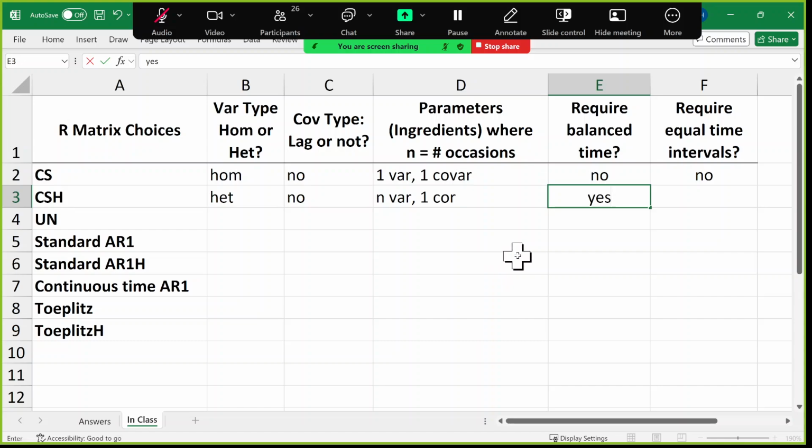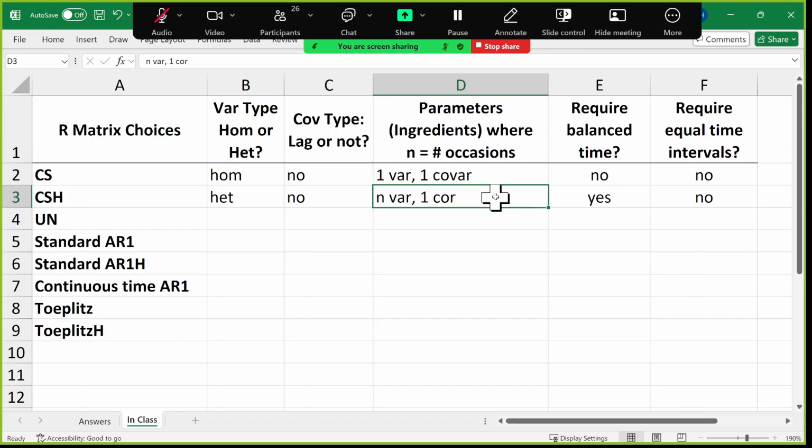But what about equal time intervals? What do you think? Have we changed this idea of equal pattern of relationship across outcomes? I don't think so, right? Because we're still having only one number to describe that relationship. So regardless of what specific time point you are looking at, the relationship is the same. So we don't need equal time intervals for this specific R matrix. Questions? Exactly. Yes, Hilary, because we have only one number to describe all of those relationships.